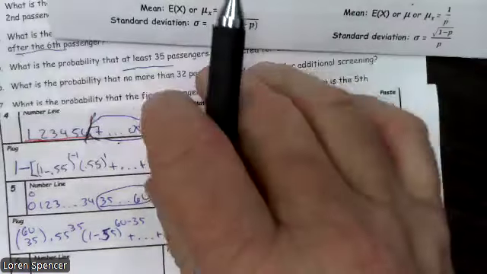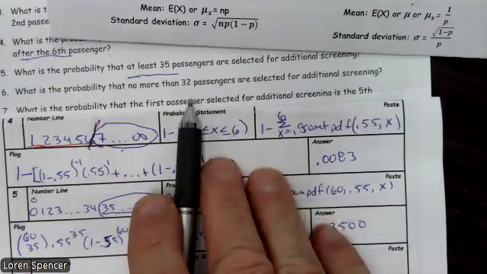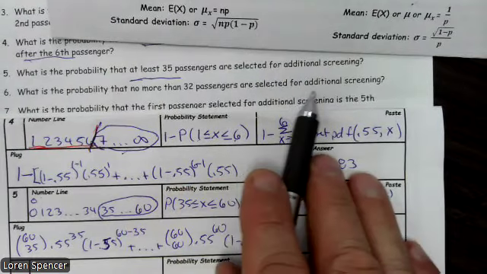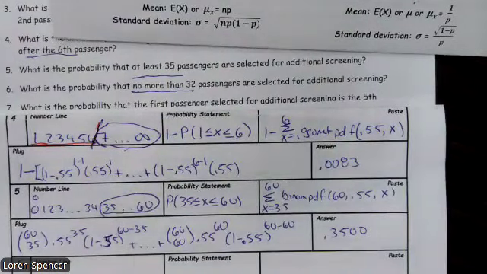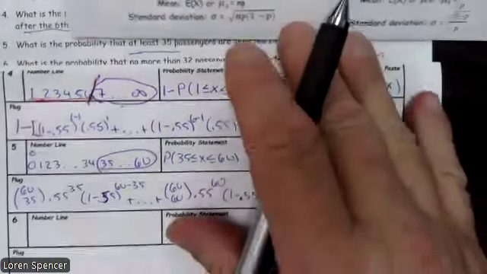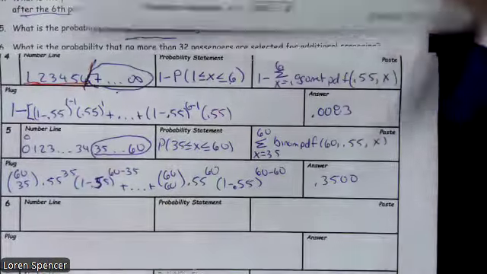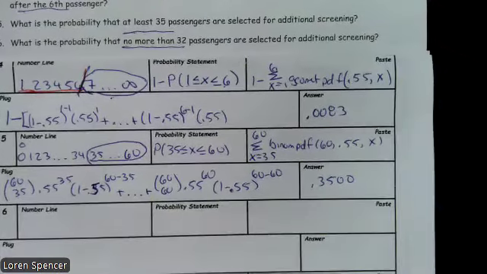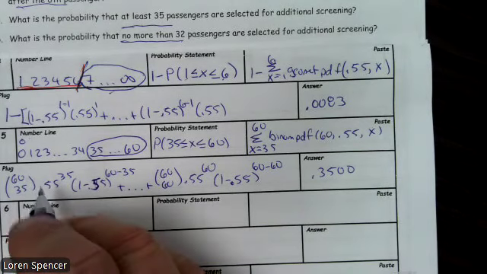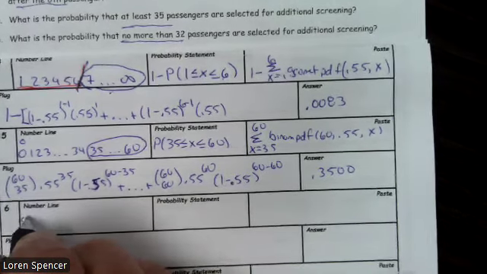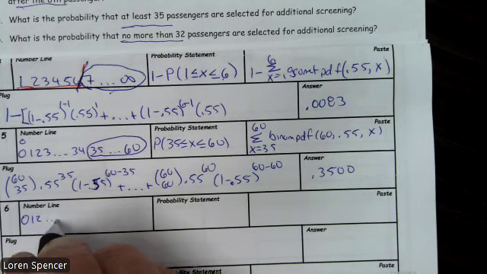All right, number 6. What's the probability that no more than 32 are selected for additional screening? We're looking for a max of 32 passengers, so we're not looking for the first. This tells me this is a binomial. Binomials start at 0, 1, dot, dot, dot, all the way to 32, dot, dot, dot, to 60. So I'm looking for this group right here.